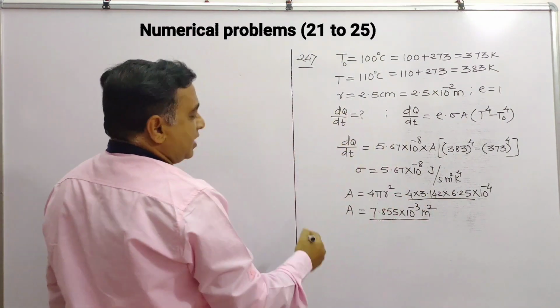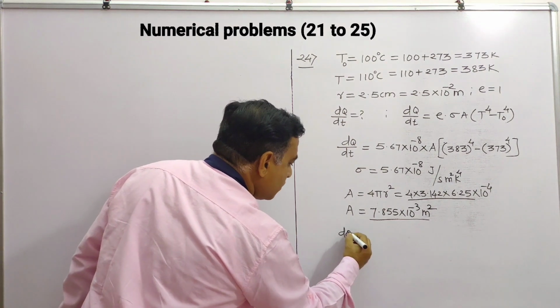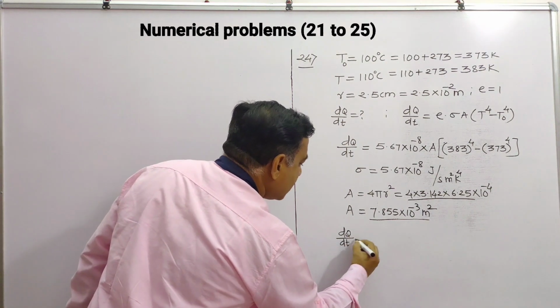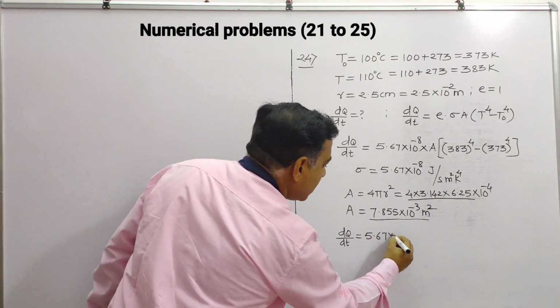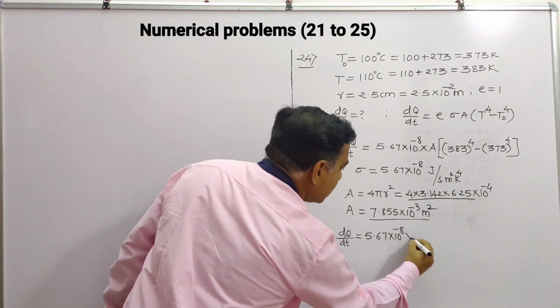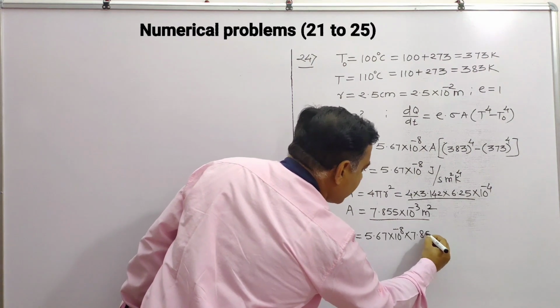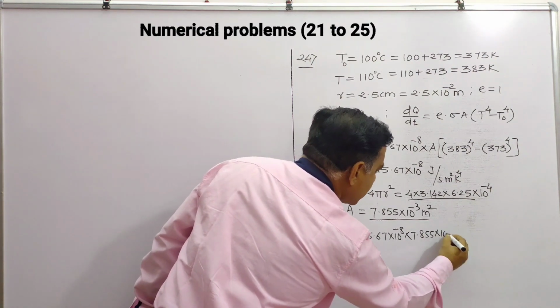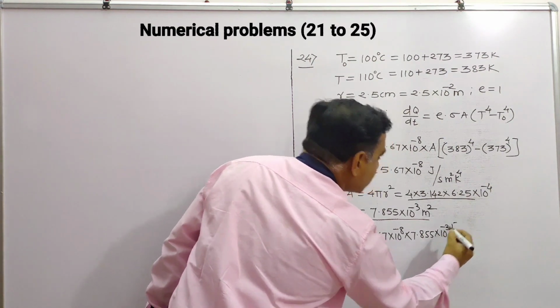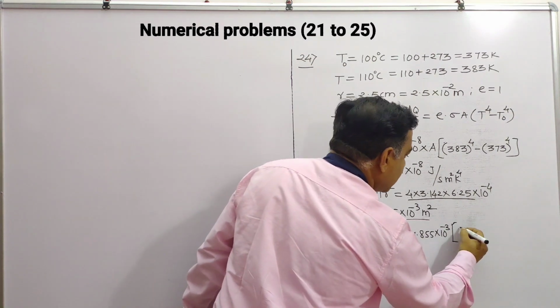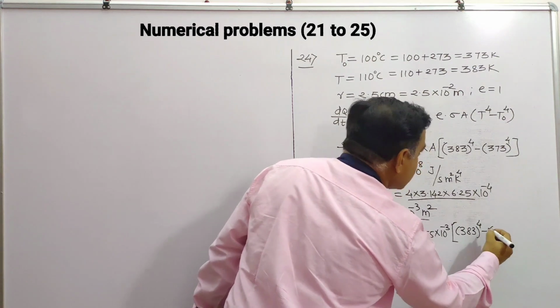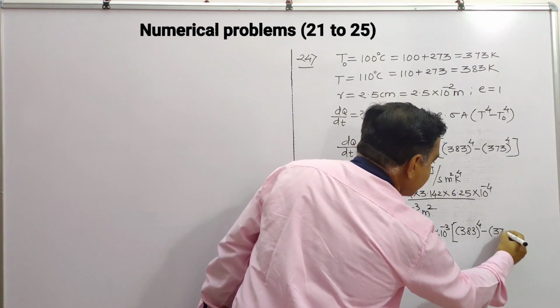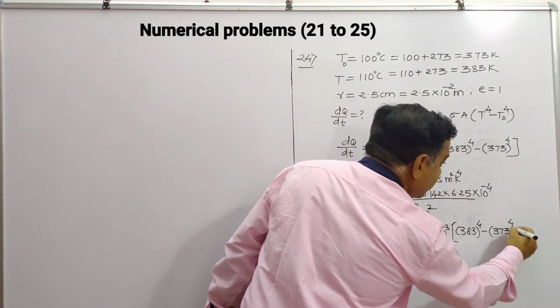And we need to substitute that into this. That is dQ upon dt is equal to 5.67 into 10 raised to power minus 8 into 7.855 into 10 raised to power minus 3. What about the bracketed term? Here it is 383 raised to power 4 minus 373 raised to power 4.